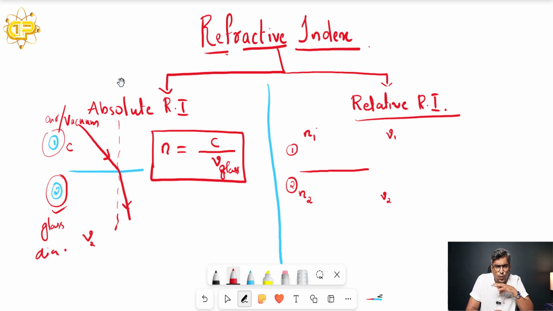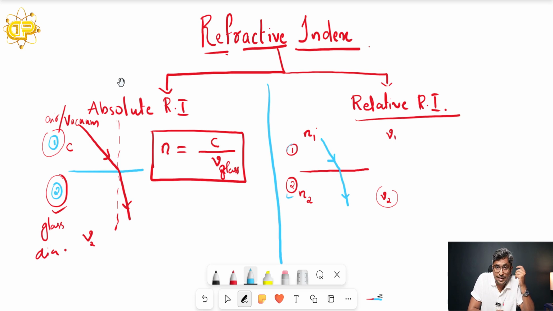Here we are not relating the refractive index or velocity with respect to air or vacuum. Instead, we are saying that the light is entering from one medium to another medium. It can be towards the normal or away from the normal. It's up to the rarer medium. If you are just comparing medium 1 and 2, we will see which one is optically denser than the other one.